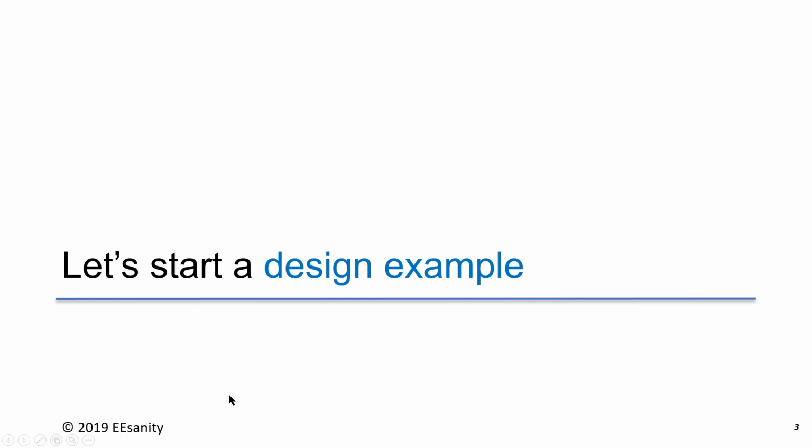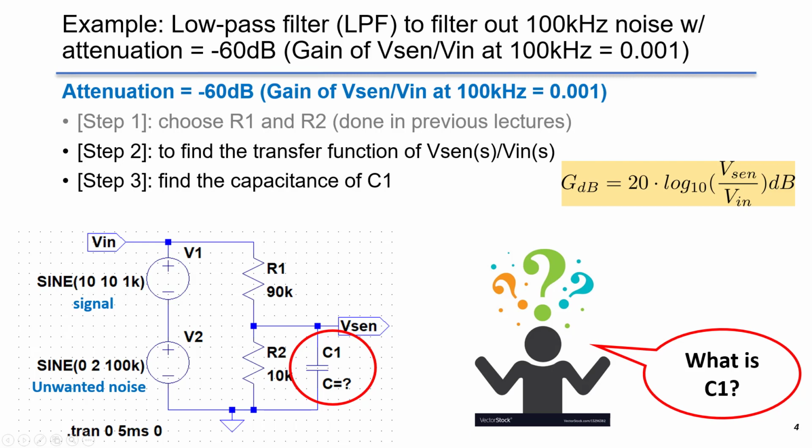Now let's start with a very simple example. By doing this exercise, we will get familiar with the small signal transfer function and the Laplace transform. Let's continue the design of a low-pass filter. At the input, we have a 1 kHz signal in series with 100 kHz noise.